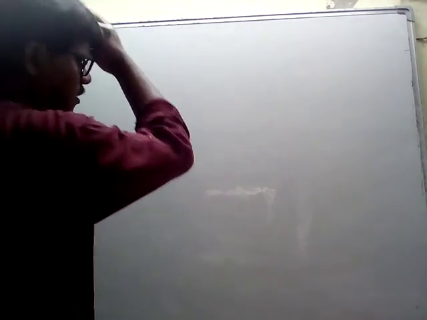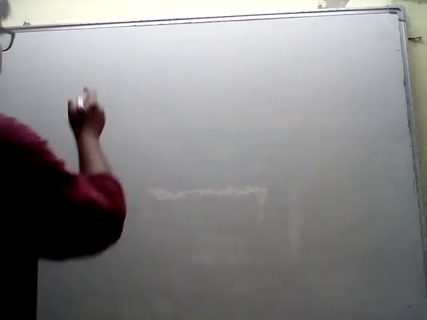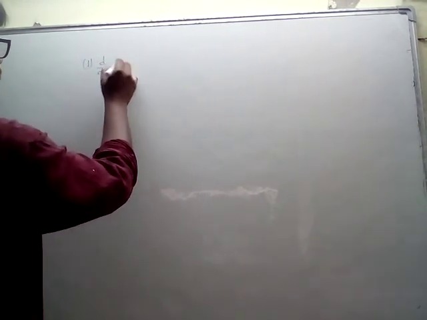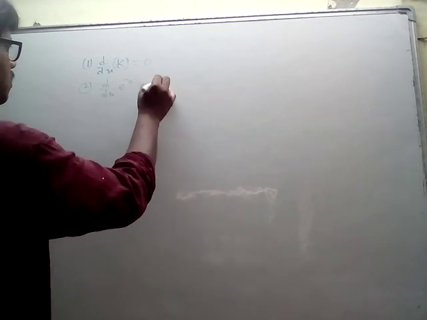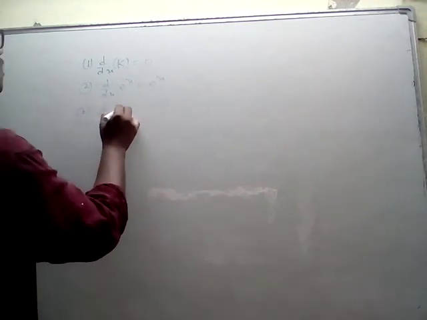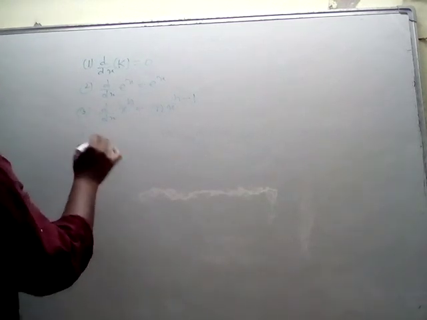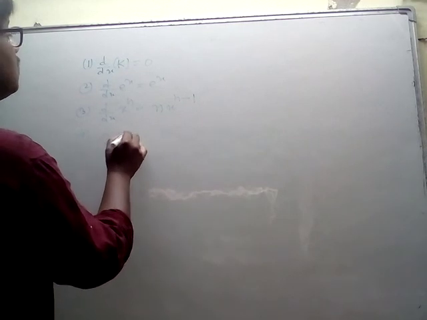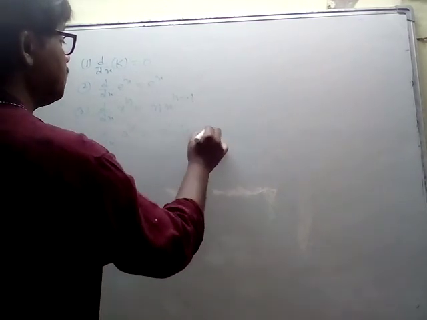From the first principle, we can calculate the derivatives of some special functions, which are known as formulas. I give them. Number 1, d/dx of a constant function is 0. Number 2, d/dx of e power x equals e power x. Number 3, d/dx of x power n equals n x power (n minus 1). Number 4, d/dx of a power x, where a is not e, a is any constant, equals a power x into log of a base e.